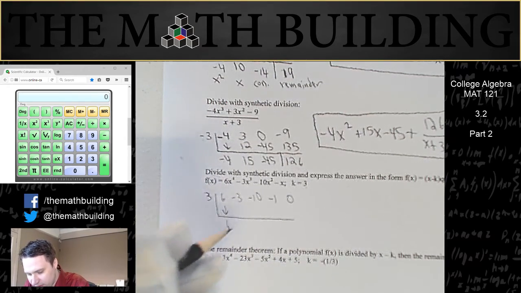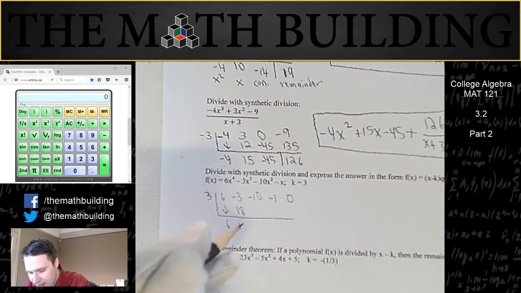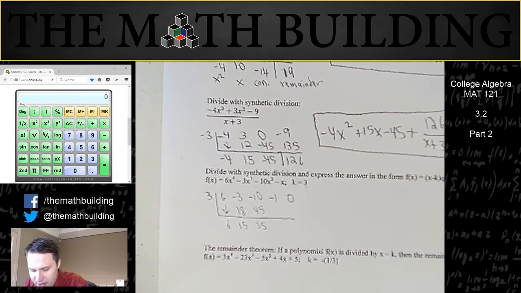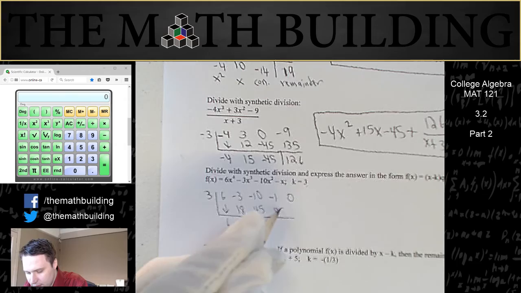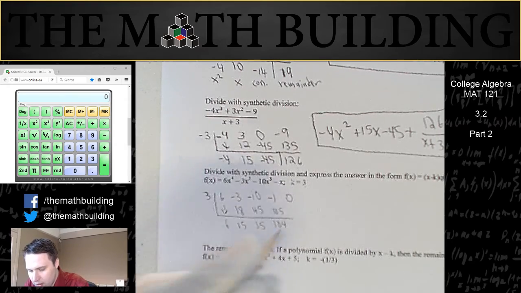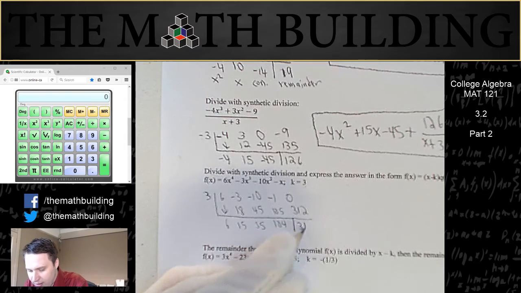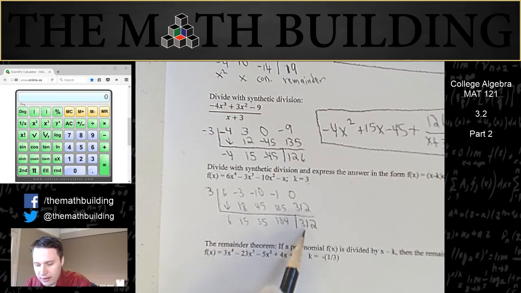Bring down the 6. 3 times 6 is 18. Add this down. 3 times 15 is 45. Add these. 3 times 35 is 105. Add those down. 3 times 104 is 312. And add those down. So there's the remainder right here.